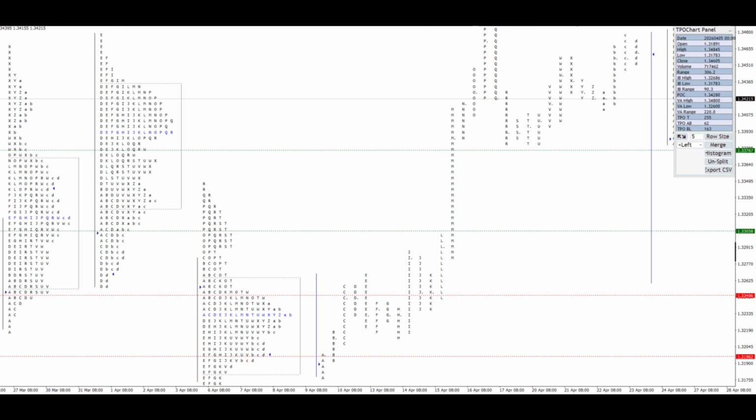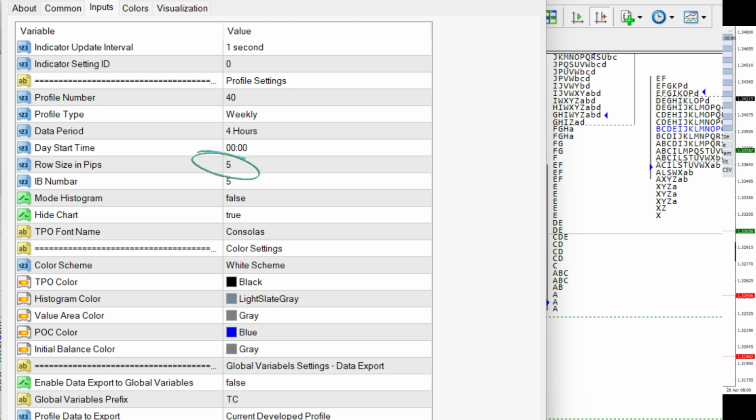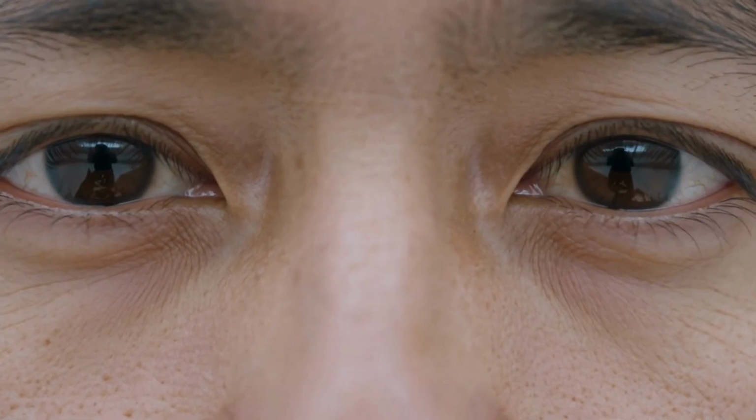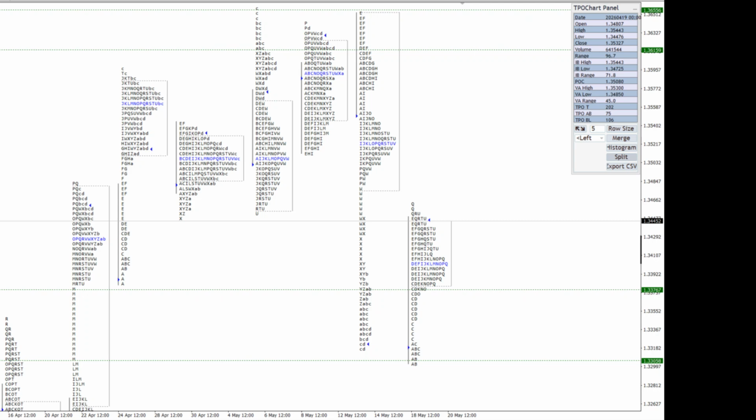If you trade cable like I do, set the row size to 5, the initial balance to 5, and the rotation to 4 hours. That little combo is a beautiful noise filter. It sweeps away the rubbish and leaves you staring at the structural truth.